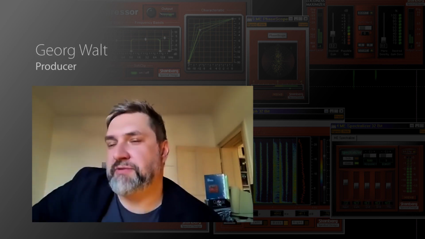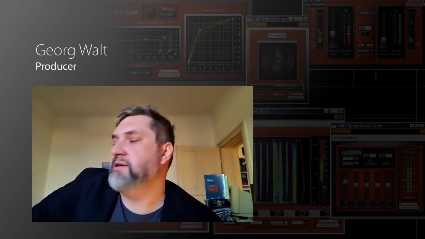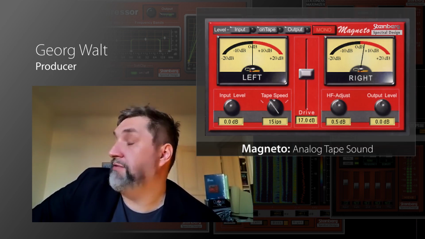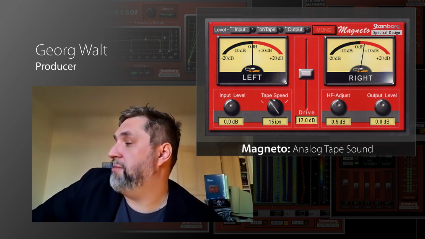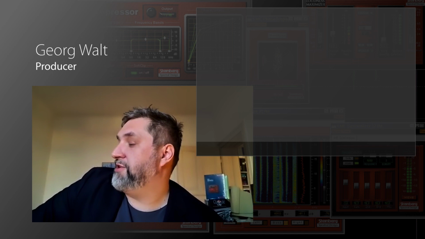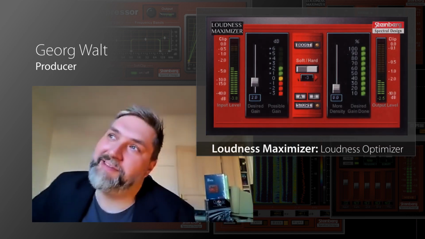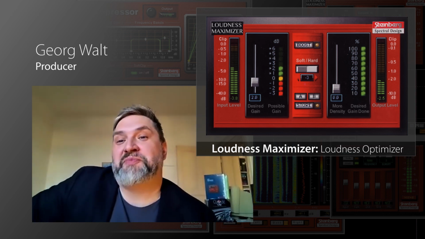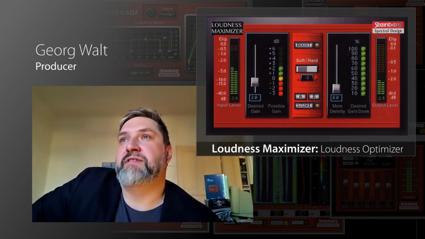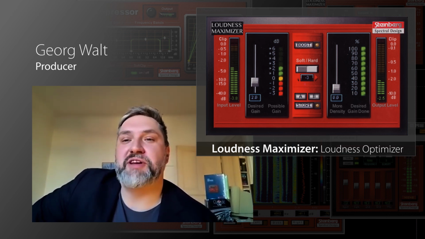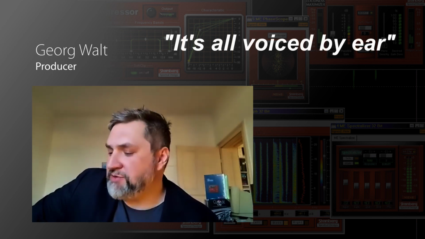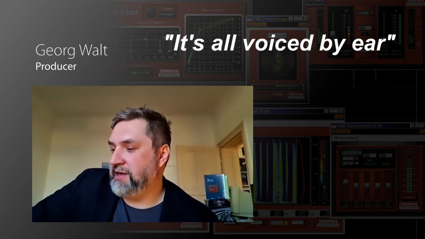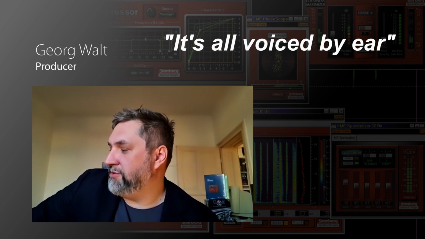Well, it changes quite often due to what I think is needed. There is the first tape machine you did. There is the first harmonics generator you did. There is the first, not the first, but the first best to my ears loudness maximizer, which is an early mastering compressor. And I think the interesting thing is it's all voiced by ear back in the day, so you can really hear it. You had to tune everything by ear.